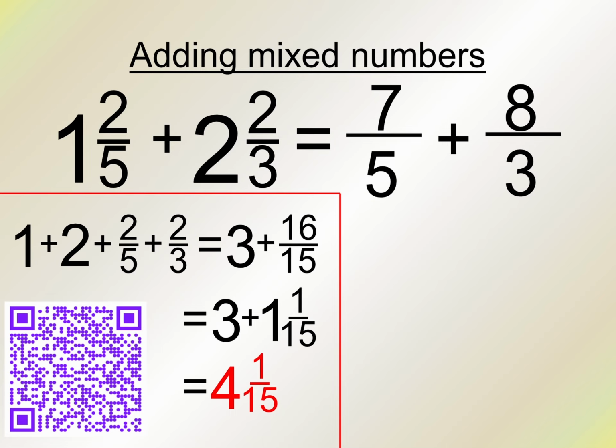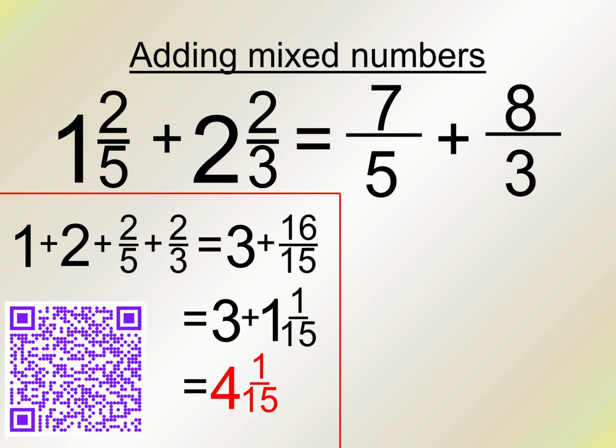And for 2 and 2/3, you do 2 times 3, which is 6. Add the 2 to get the new numerator of 8. And again, the 3 stays the same. Okay, so now we've got 2 improper fractions. We can add them together once we've got the same denominator. So let's multiply out the denominators. So 5 times 3 is 15.